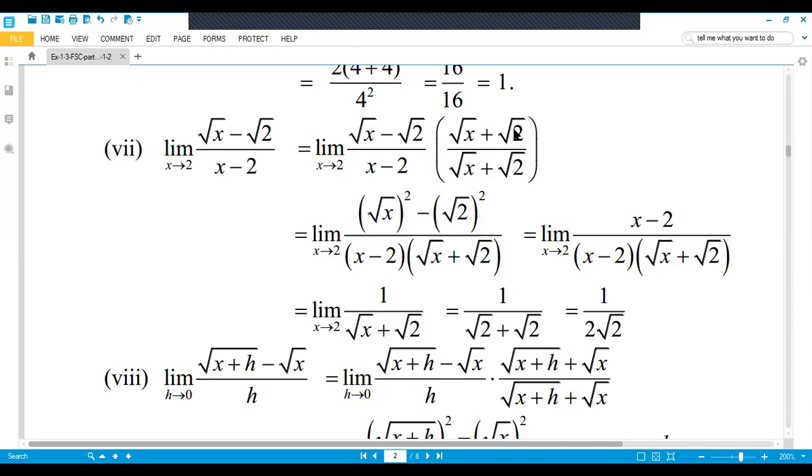So under root x plus under root 2 multiply with under root x minus under root 2. This is again the formula a minus b, a plus b. So a square, under root x square, minus b square, under root 2 square. And in the denominator x minus 2 multiply with this under root x plus under root 2. Now square and square root cancel. So you get x, square and square root cancel, you get 2. So the numerator x minus 2 cancels with the denominator x minus 2. So you get limit x approaches to 2, 1 divided by under root x plus under root 2.